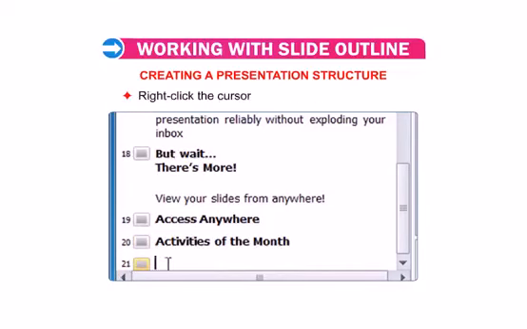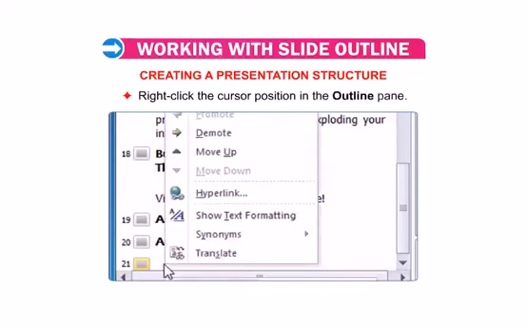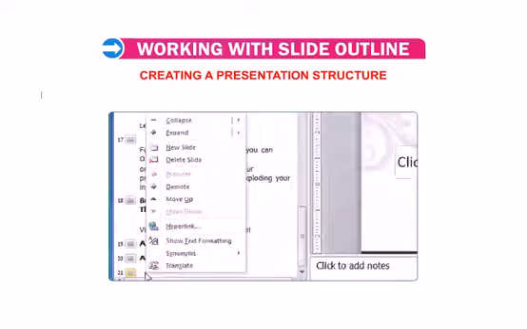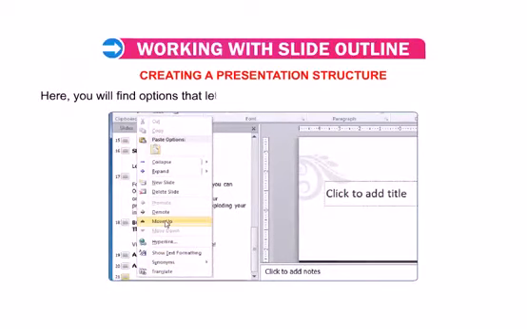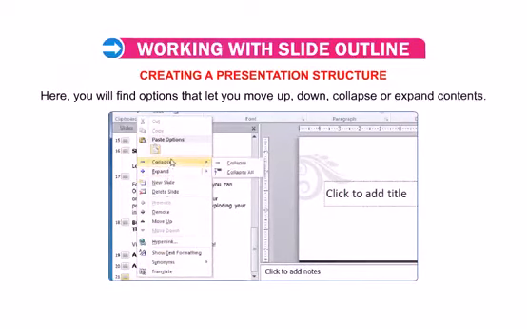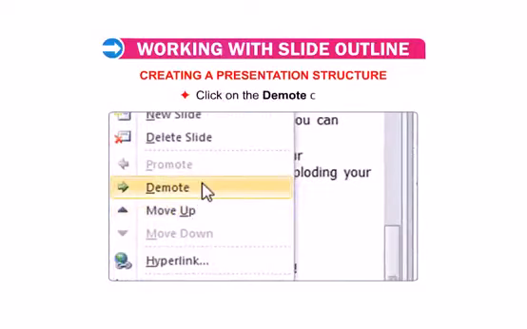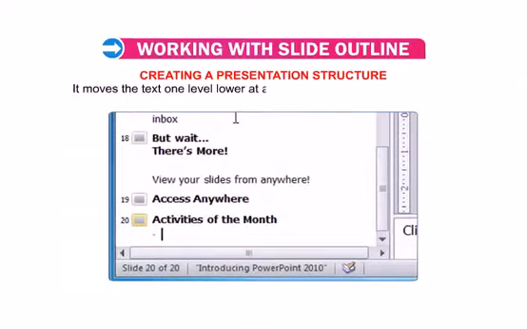Right-click the cursor position in the Outline pane. A pop-up menu will appear. Here you will find options that let you move up, down, collapse or expand contents. Click on the Demote option. It moves the text one level lower at a time, that is, makes the selected text the subtitle of the preceding slide.